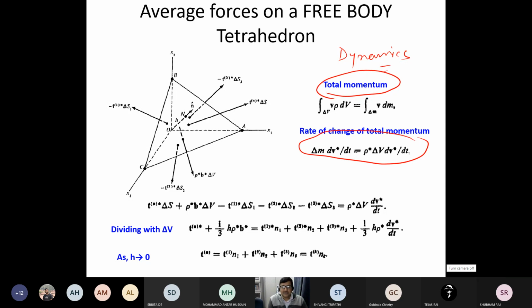Why am I putting h tends to 0? Because if h tends to 0, delta V becomes 0. Then I only accumulate all the surface tractions together, which gives me a very interesting correlation that T is nothing but Tn1, Tn2, Tn3.